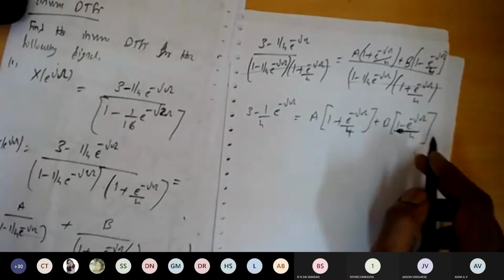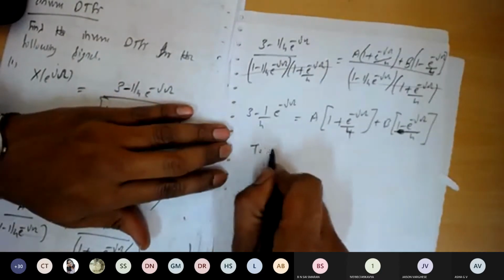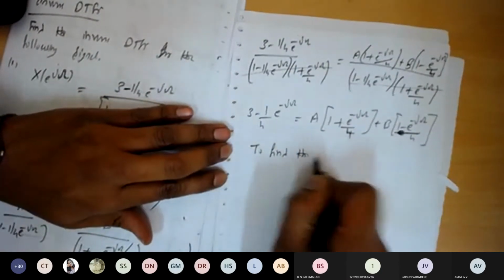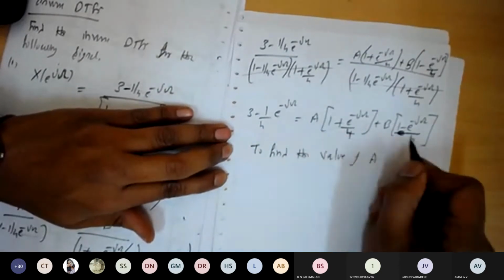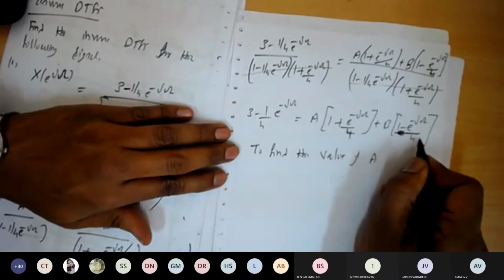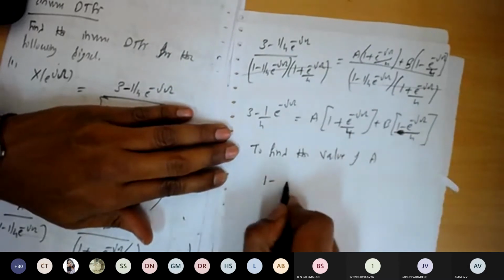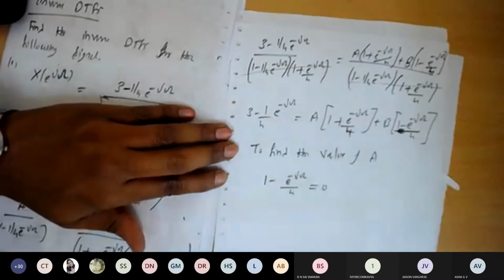So in order to find the value of a, what we should do is make the coefficient of b equal to 0. The coefficient of b here is 1 minus e to the power of minus j omega divided by 4. That we should make it as 0.